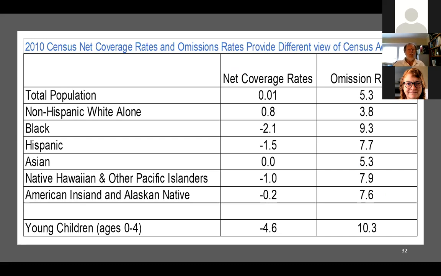This is just a slide that shows the difference between net coverage rates and omission rates in the 2010 census. My only point here is that you can get very different perspectives on the situation depending on whether you're looking at coverage rates or omission rates. And in general, omission rates are much higher than net coverage rates. And that kind of makes sense given how they're calculated. But I want to underscore here the difference. Next slide.